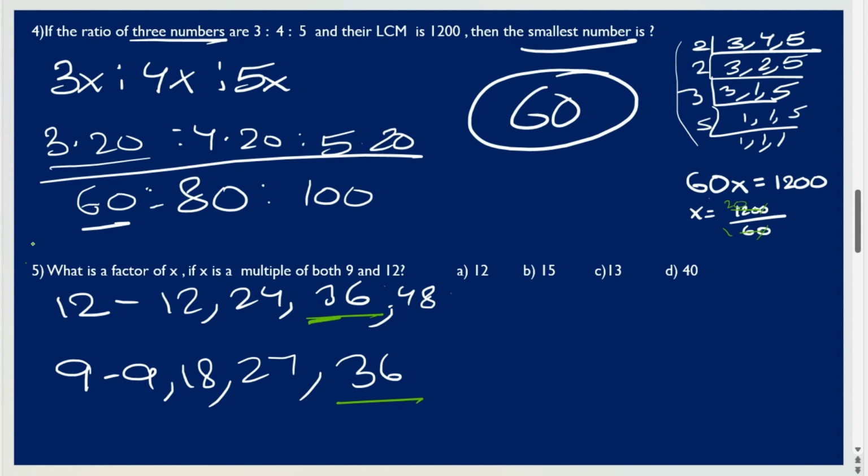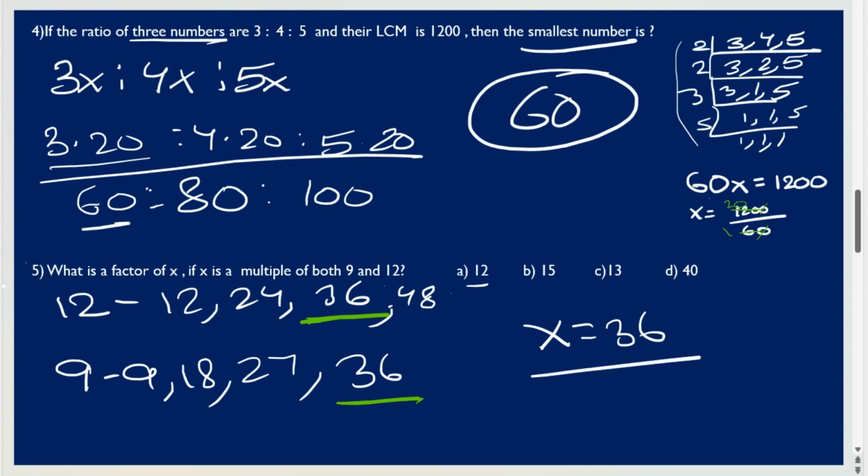Okay, so we just saw a common multiple here and another common multiple here. So the LCM is going to be 36, right? So x is just going to be 36. But now I want to know what is a factor of x.